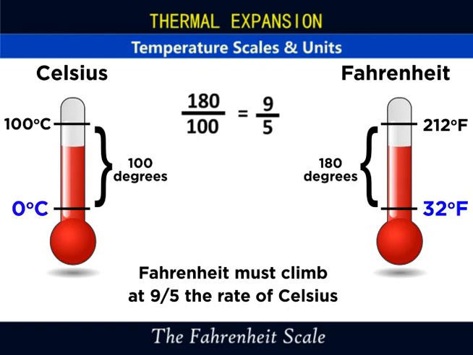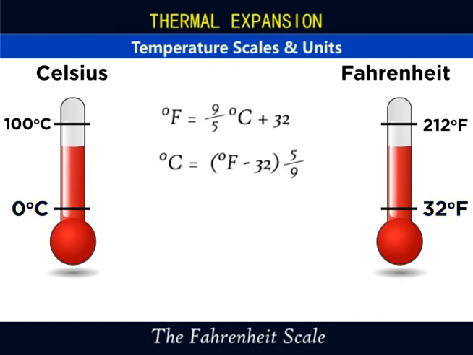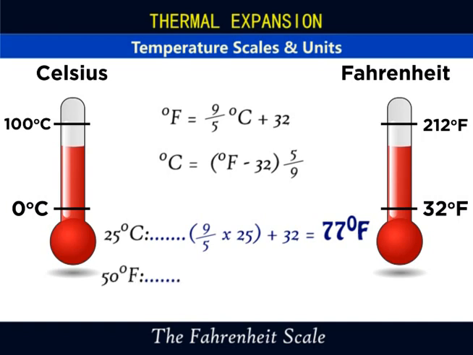But there is also a 32 degrees discrepancy in where these two scales begin, and this too has to be accounted for. So these are the two equations for the interconversion between the two scales. And so 25 degrees Celsius will be equal to 9/5 times 25, and then we add the answer to 32. And that will give us 77 degrees Fahrenheit. And 50 degrees Fahrenheit will be equal to 50 minus 32, and then we multiply the answer by 5/9, and that will give us 10 degrees Celsius.